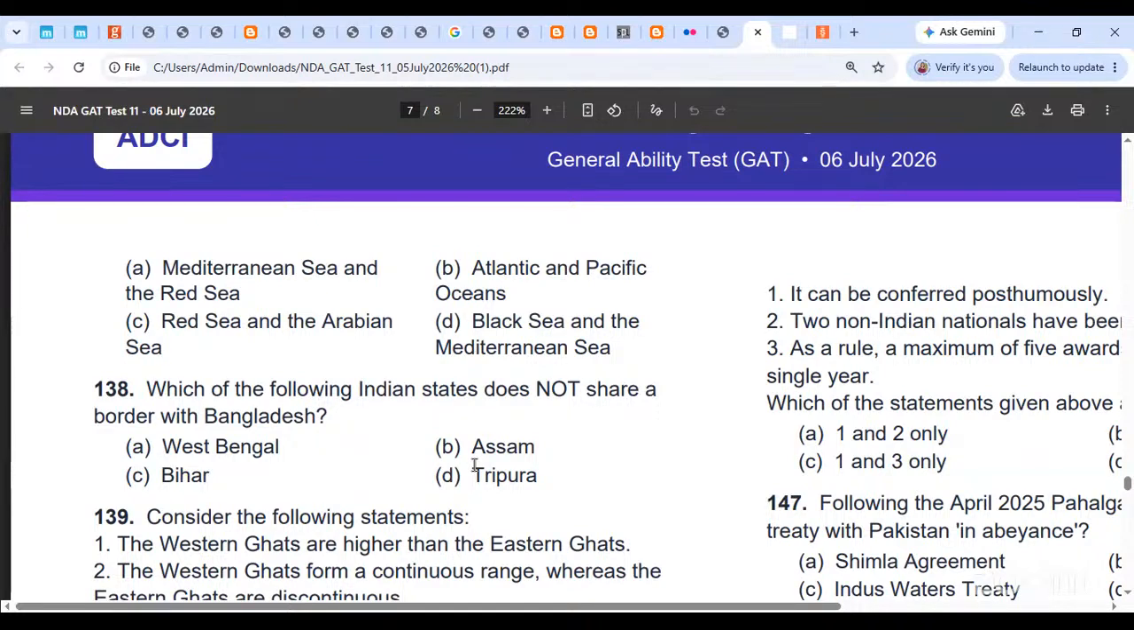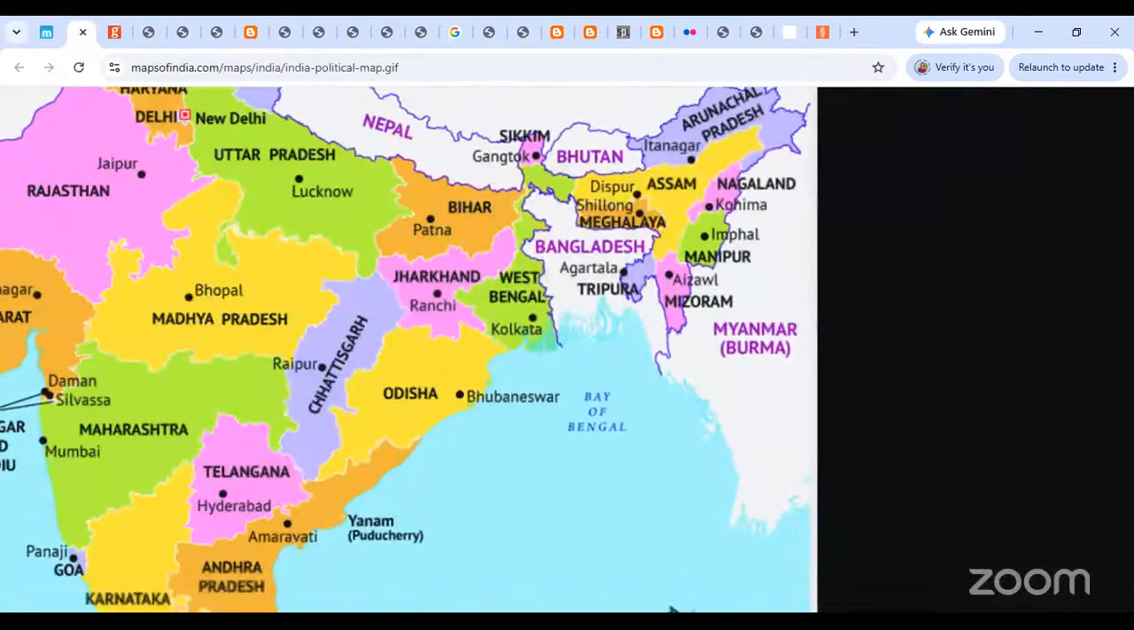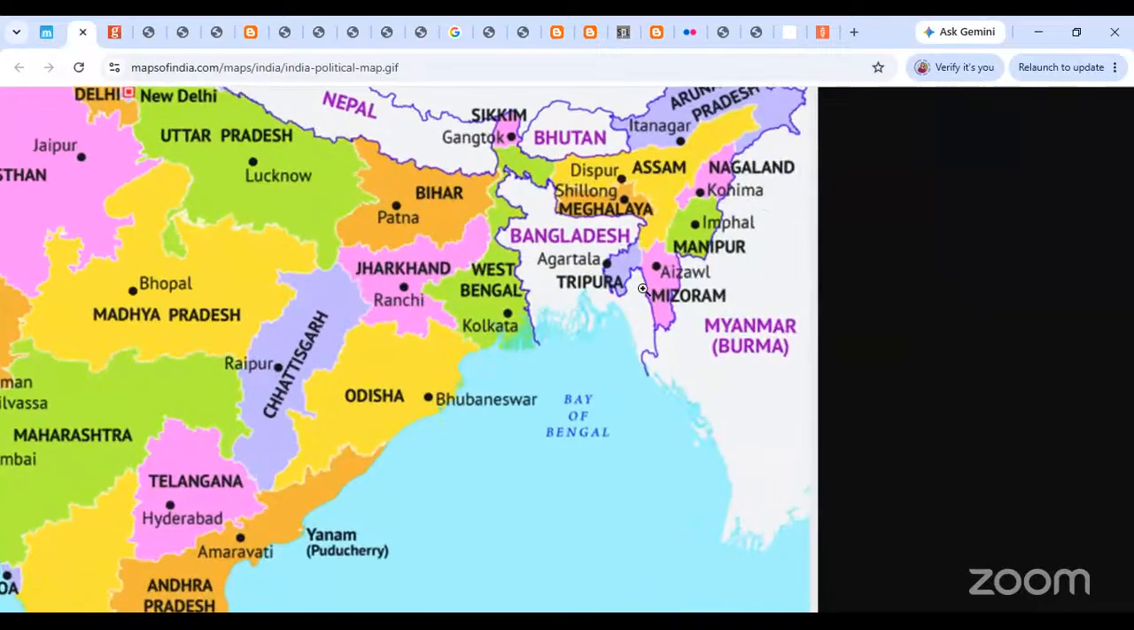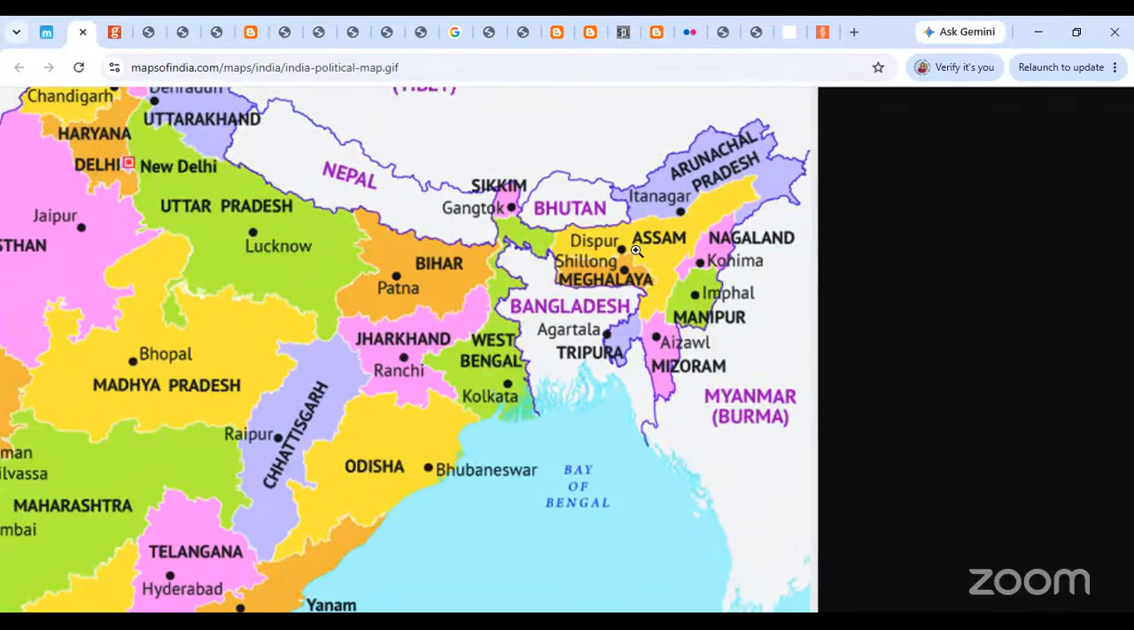Tripura is surrounded on three sides by Bangladesh, right? See over here, this is Tripura. It is surrounded on three sides by Bangladesh. The white section is the Bangladesh section. So clearly it lies within Bangladesh, Tripura. Three parts of it, and only one part is connected to this part.